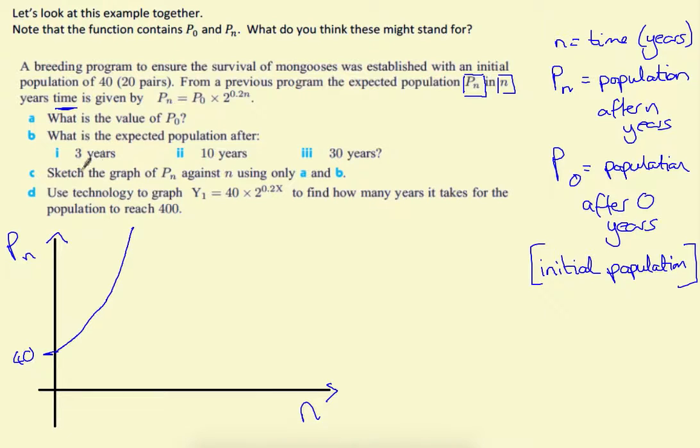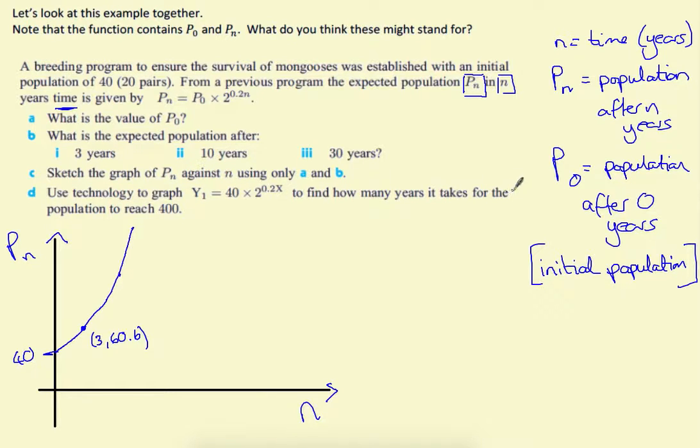I could also add in my answers from part B. So from memory, 3 was about 60, I think. So I could write it as a coordinate, (3, 60.6), and then I could mark on 10 and 30, and I could add them as little points along there. Finally, use technology to graph this. Well, we've already done that.